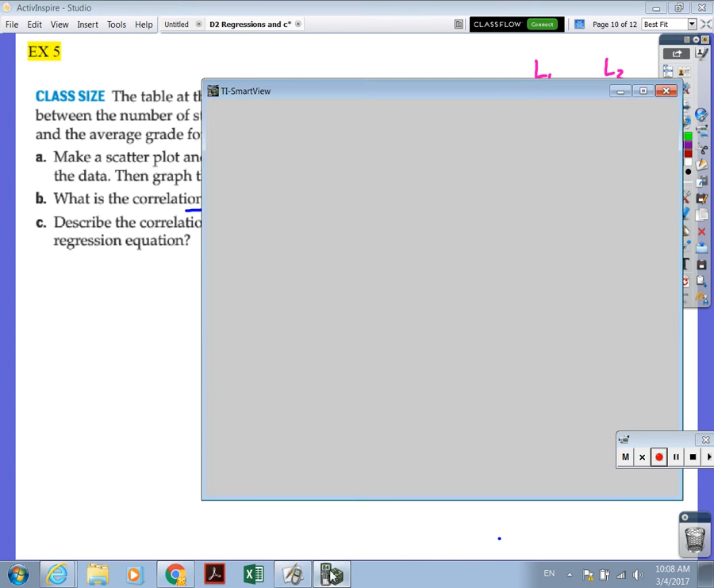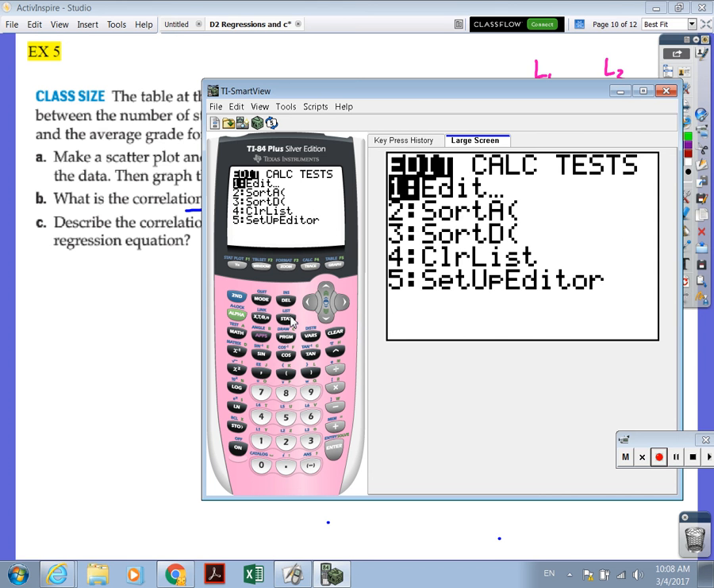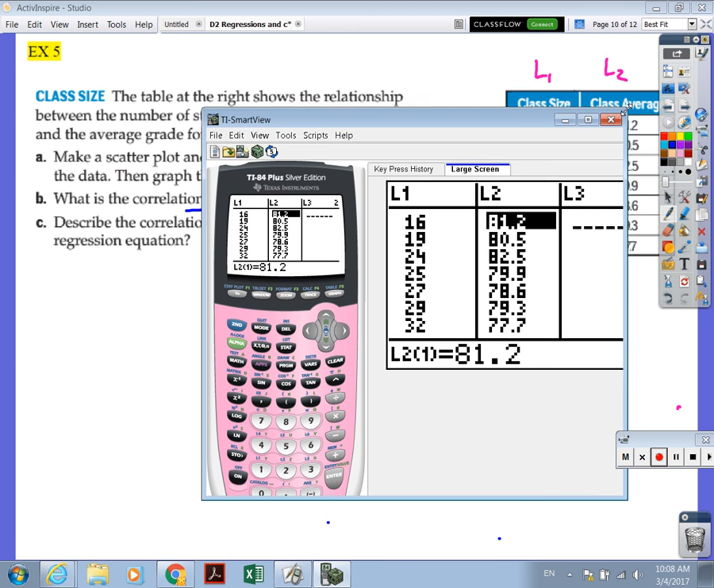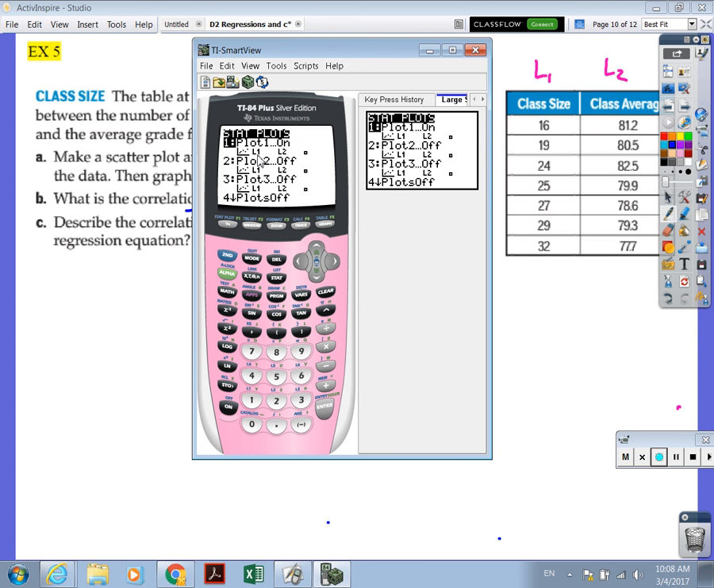In this case, I'm going to go, hopefully, to my calculator. There it is. And I'm going to check that I have my data in my stat edit. So this is the data for class size based on grade. So I have 16 through 32 in list 1, 81.2 down to 77.7 in list 2. I'm going to make sure my stat plot is turned on by making sure the word on is highlighted. Go to zoom 9. That's how we get the window to match our data.